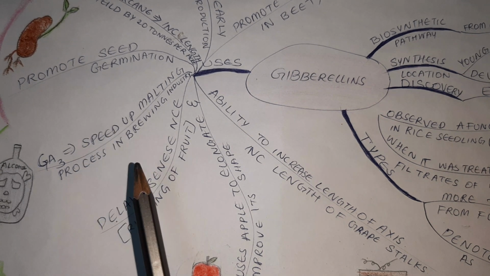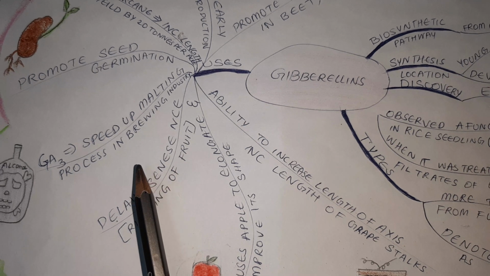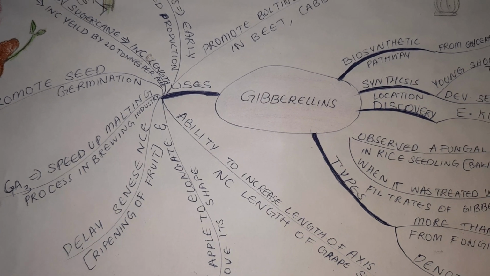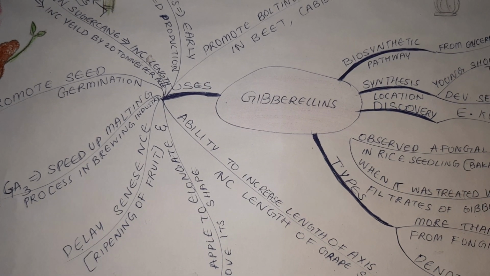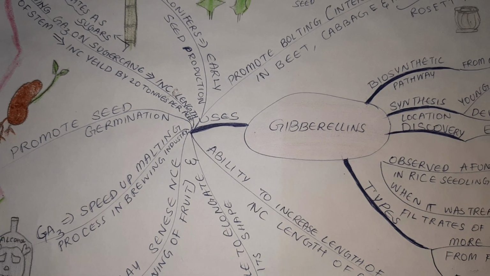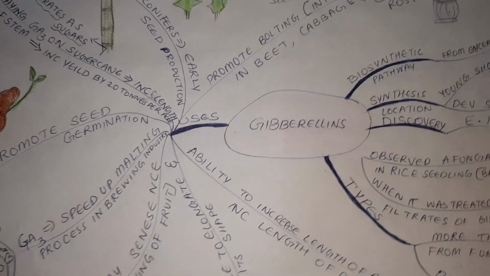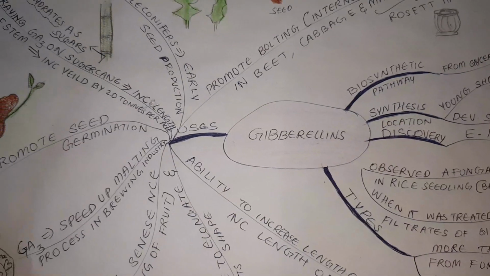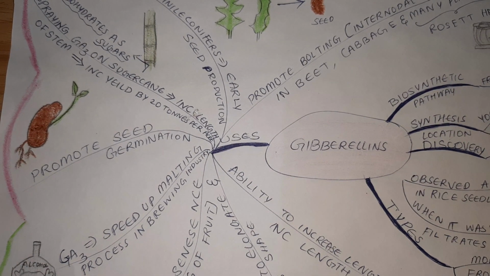GA3, which is gibberellic acid, we have all seen that it was first discovered and it is widely used also. They speed up the malting process in the brewing industry. They cause alcohol and all the malting beverages to be produced at a faster rate. They promote seed germination. We have already seen that it is synthesized in developing seeds. So what can be the use of this in the developing seeds? They promote the seed germination. They cause the shoot and the root to emerge and the seed to grow. So in this way they are promoting the seed germination.